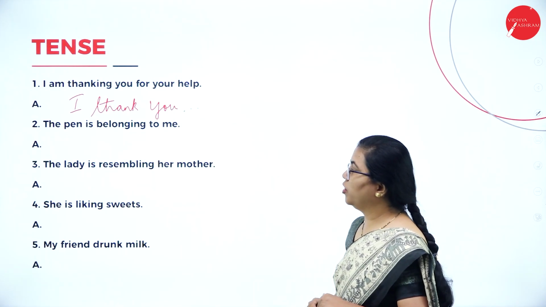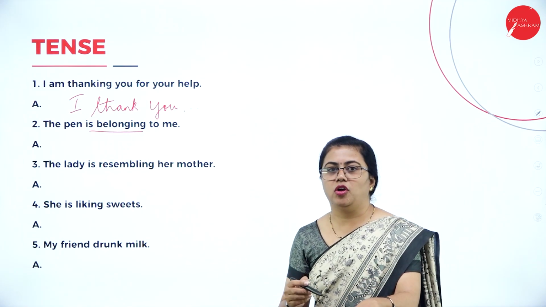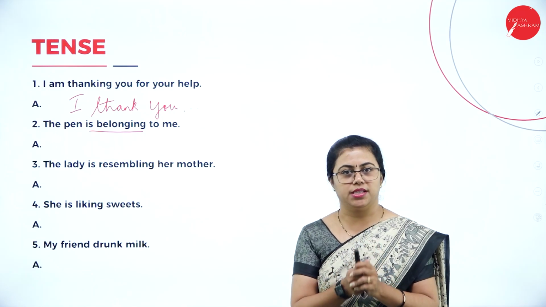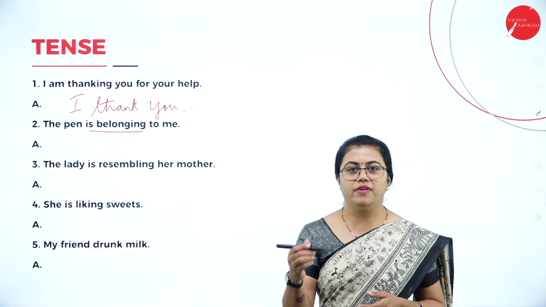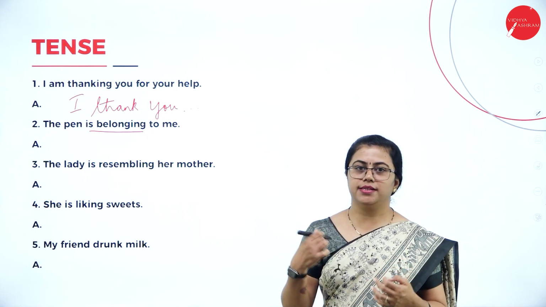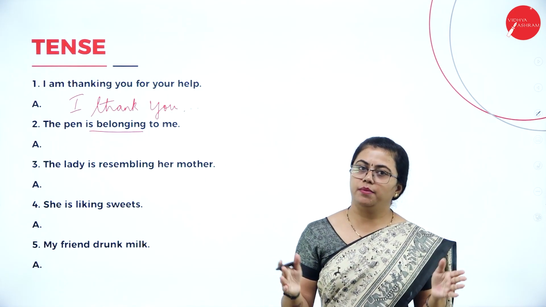Next, the pen is belonging to me. Again, the pen is belonging. Only now is it belonging? Continuously this pen is belonging to me. Is it so? No, not at all. This pen belongs to me. Always this pen belongs to me, until and unless it is mine, until and unless I have it. Till the time I have it, it belongs to me.